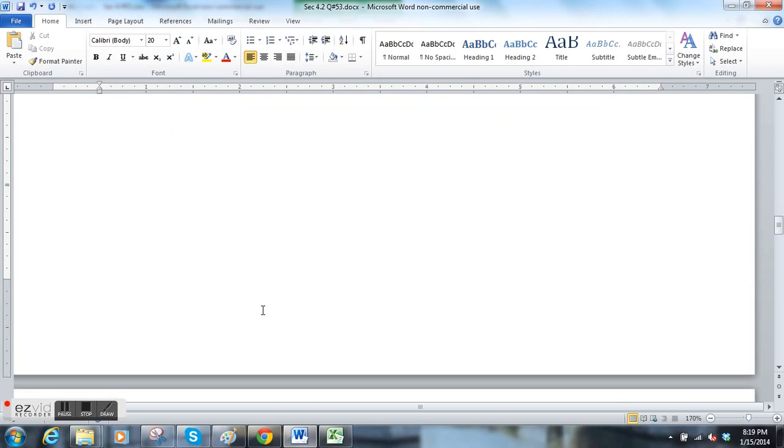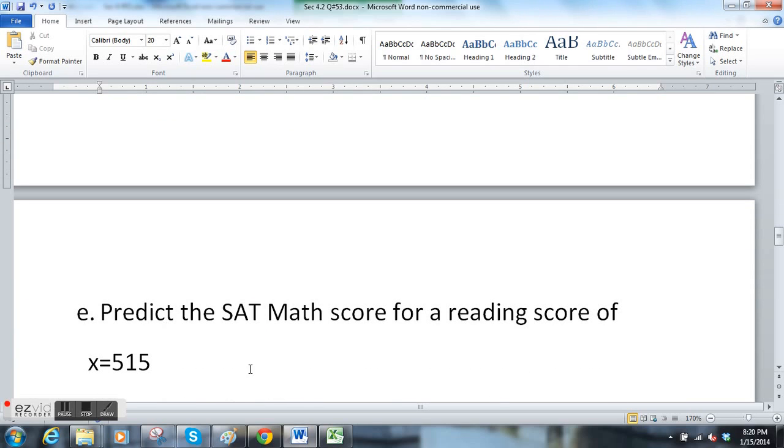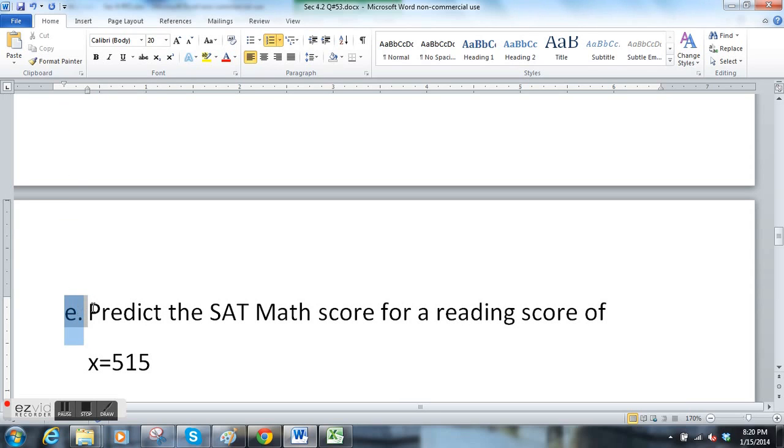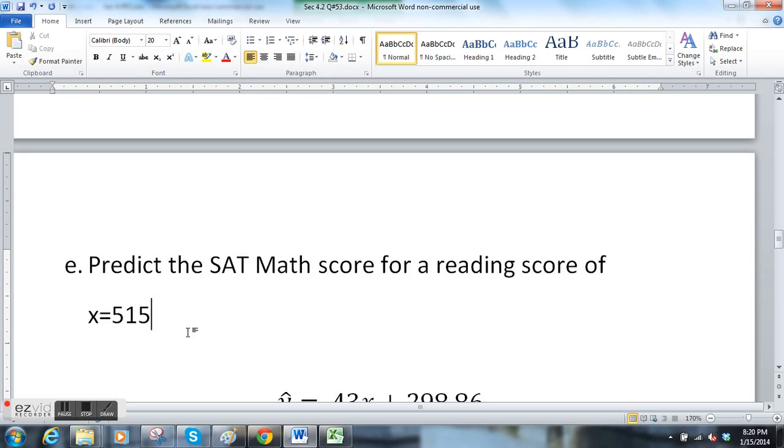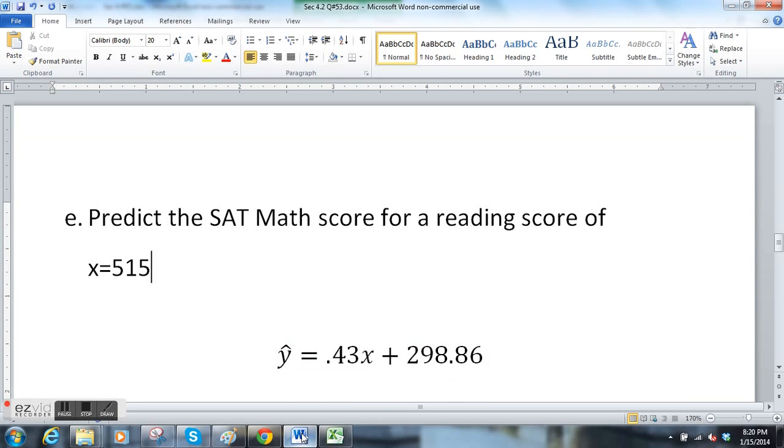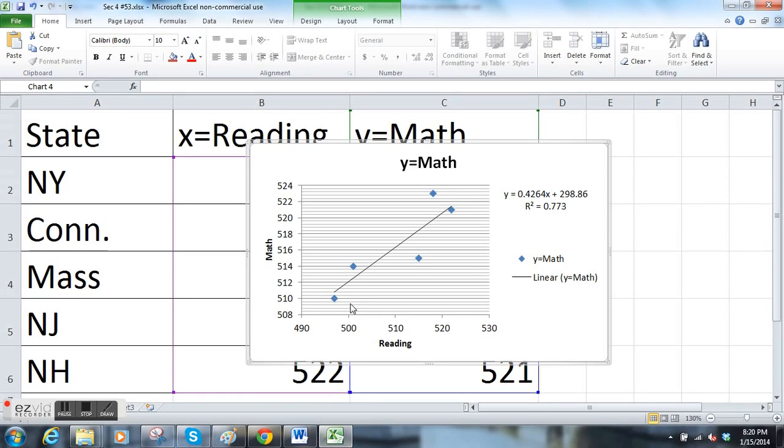And then I added some extra special questions. Part E, your book does not have a Part E. This is Kate's special Part E. It says, for a test, you might be asked to predict the SAT math score for a reading score of 515. So here's our regression equation. Here it is on the line.